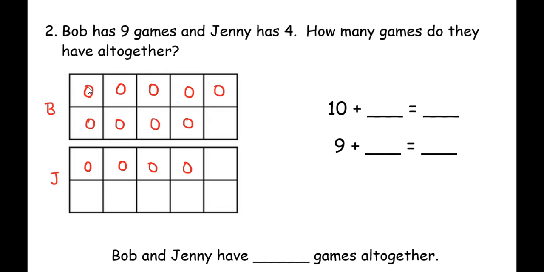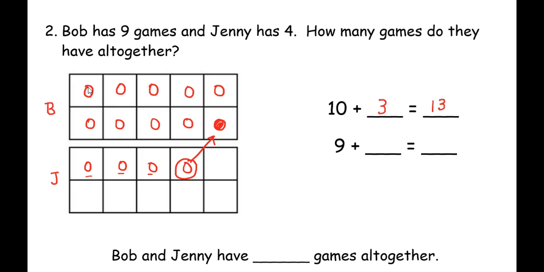Now, again, we want to make a 10 to help us figure out how many games they have all together. That means I'm going to take one of Jenny's discs and move it up to the frame showing Bob's discs. That gives me a total of 10. So now I'm going to add the 10 that filled up the frame with the 3 discs that are left in Jenny's frame. 10 plus 3 equals 13.